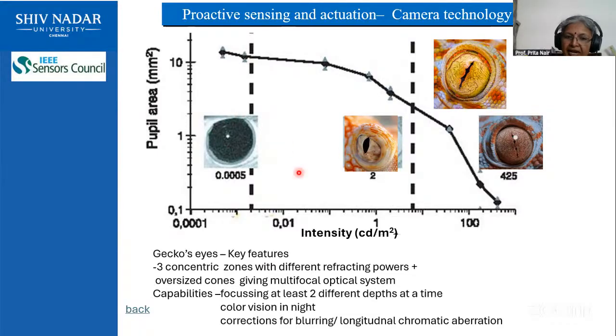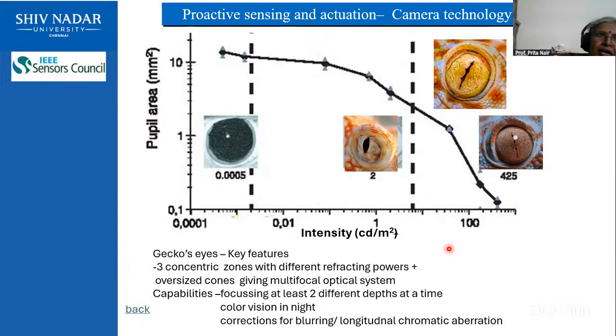And even at night, it's able to have color vision. It's able to correct for blurring because internally you have 3 different depths being focused. So it has some idea of, okay, it's blurred now, it is correct now, and accordingly it can adjust the light intensity falling into the different zones and get it focused more. So at minimum it can see at least 2 different depths at the same time. Now, can we mimic this in our camera? Then you have a really good system, right? Which can take proactive action based on what you are encountering, right?